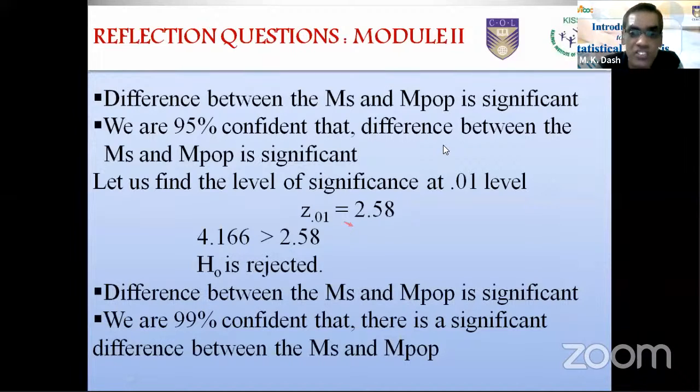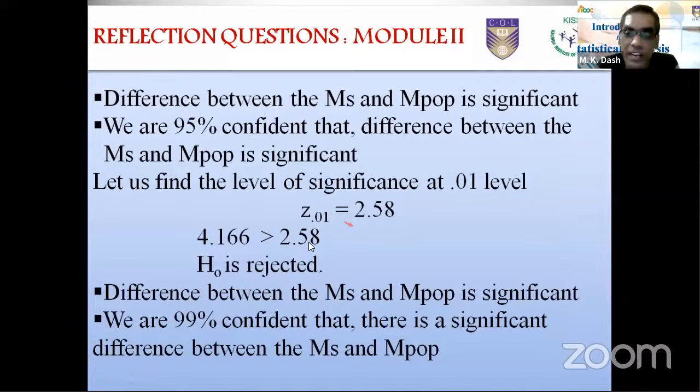There is a 5% chance of error. Let us find the level of significance at 0.01. If we are taking 0.05, we are 95% confident that the difference between the sample mean and population mean is significant. If it is the 0.01 level, it is exactly the same, only the critical value will change.